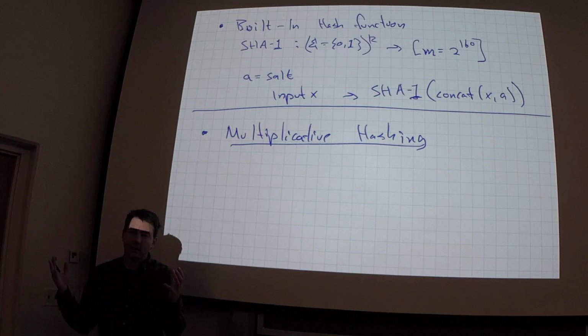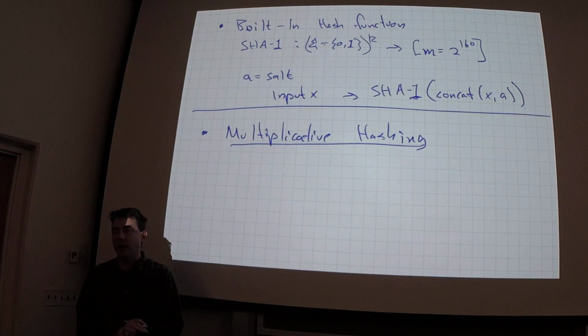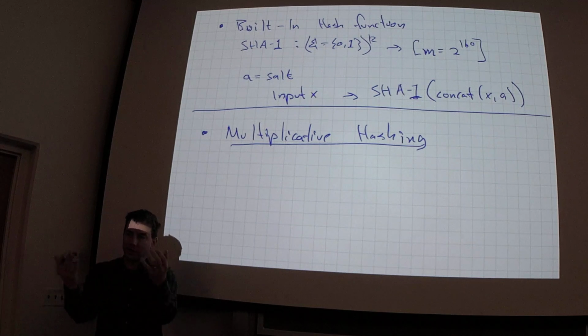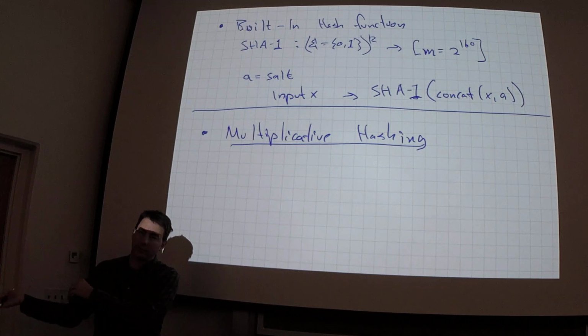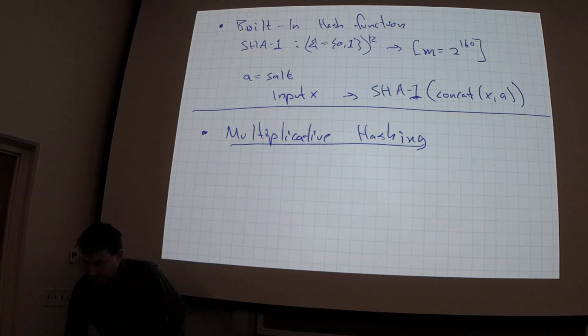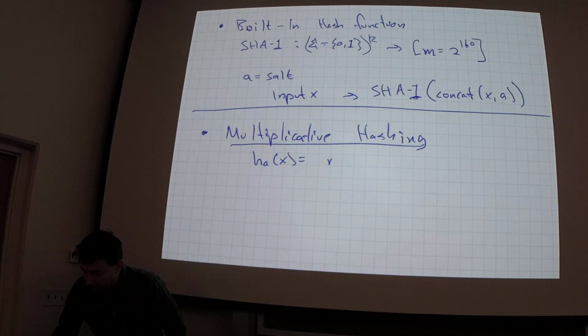It's called multiplicative hashing. This one's not going to take in a string. You're going to have to take in some sort of number, so you have to first convert your string to a number. But it's defined as h_a(x) is going to be m, which is the size of the domain, times the fractional part of x times a, and the floor of this.